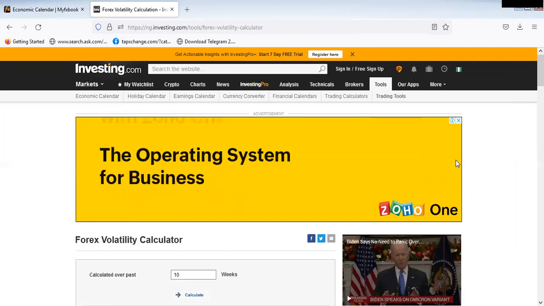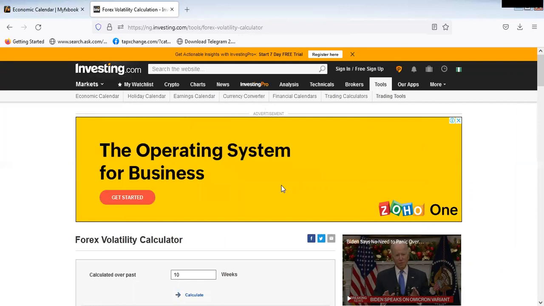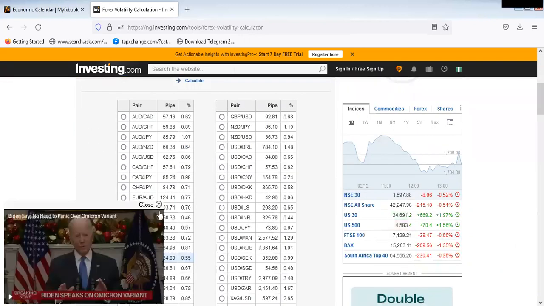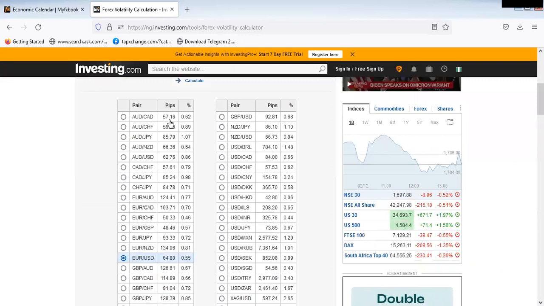Once it pops up, if you check all this, you see some pairs here. You see AUD-CAD with 57.16. That is a currency pair on its own. Now, what that means is that 57.16 pips is the amount of pips that is traded for that week.